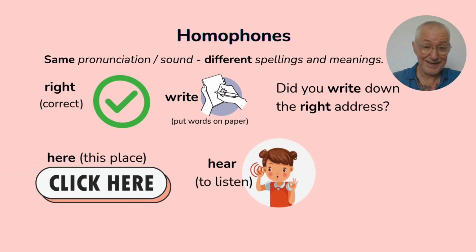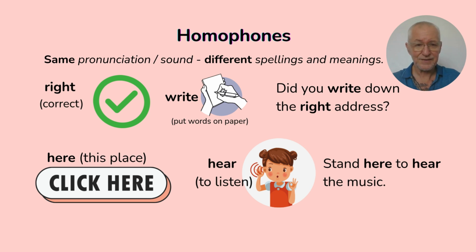Here and here. Here as in this place, and here as in to listen to something. Stand here to hear the music. So they're pronounced exactly the same, but they have completely different spellings and completely different meanings. They're our homophones. Sound the same, but different spellings and different meanings.